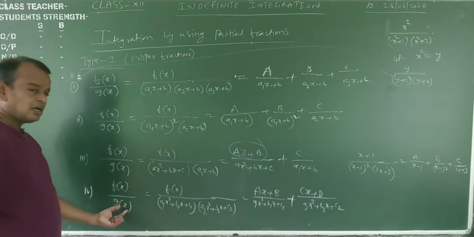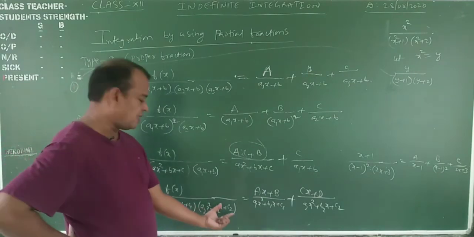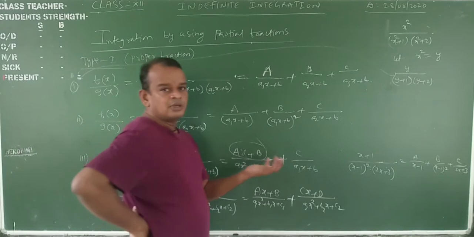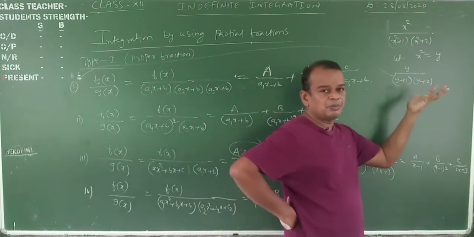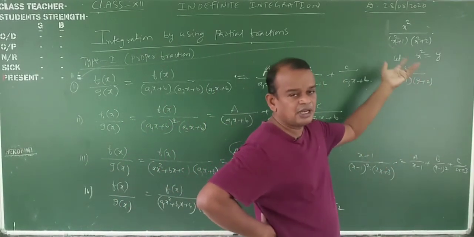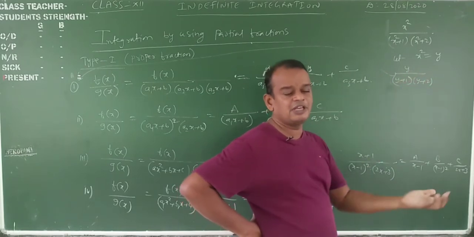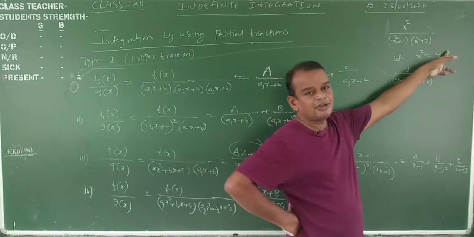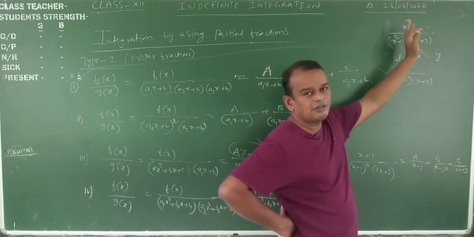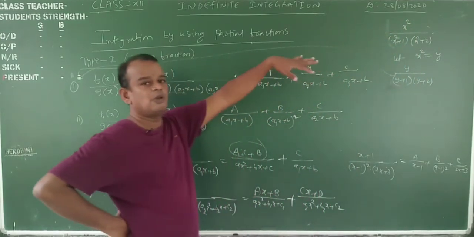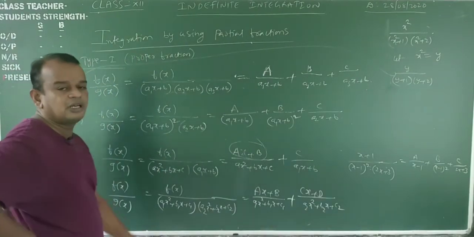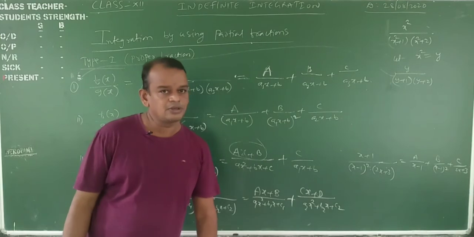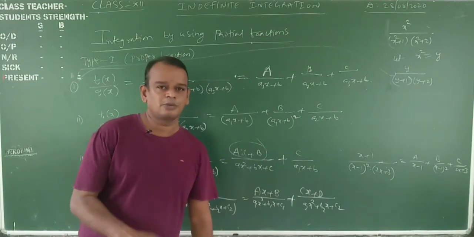Next, g of x has more than one irreducible factor. How to take this one? For suppose the rational polynomial in f of x and g of x has x square, even powers of x. Then for the even power, we take another variable, x square is equal to y. That will be converted after the substitution into the type 1 method. Okay, my dear students, we will do some more problems.